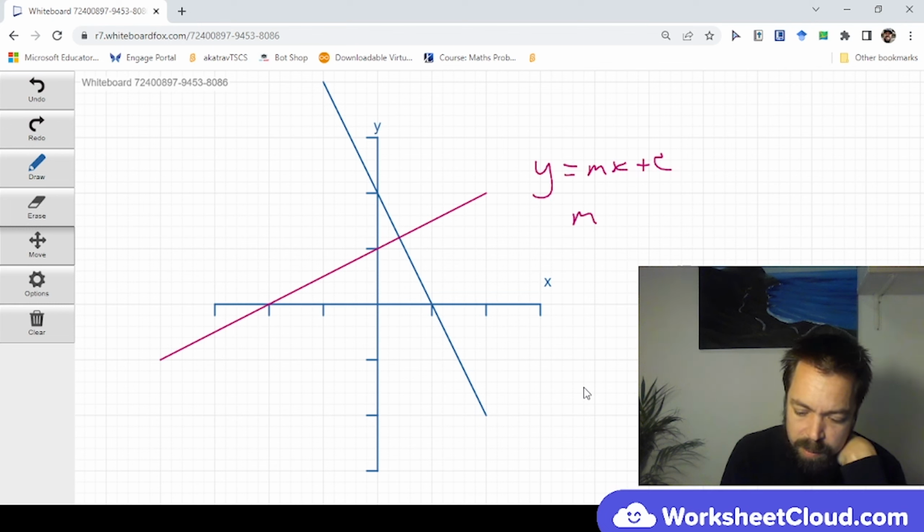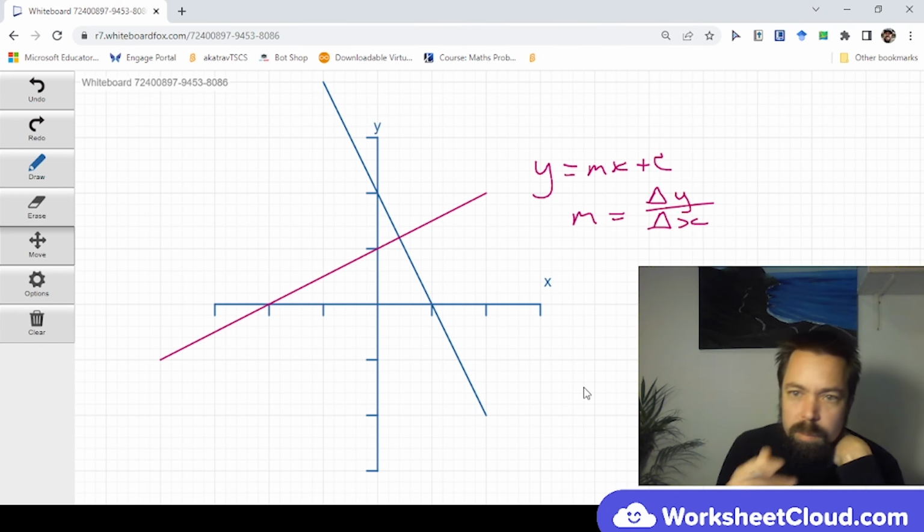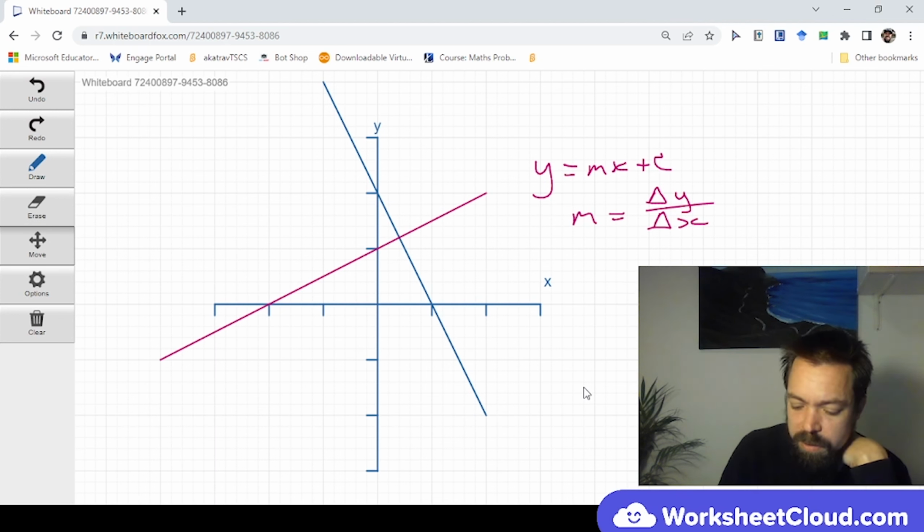I'm going to look at m first. So m is equal to the change in y over the change in x. The triangle just means change, but I'm looking at the change in y over the change in x. So my xy coordinates here are 0 and 1. Sorry, that looks like I've said minus 1. 0 and 1. And my coordinates over here are my x is minus 2 and my y is 0.